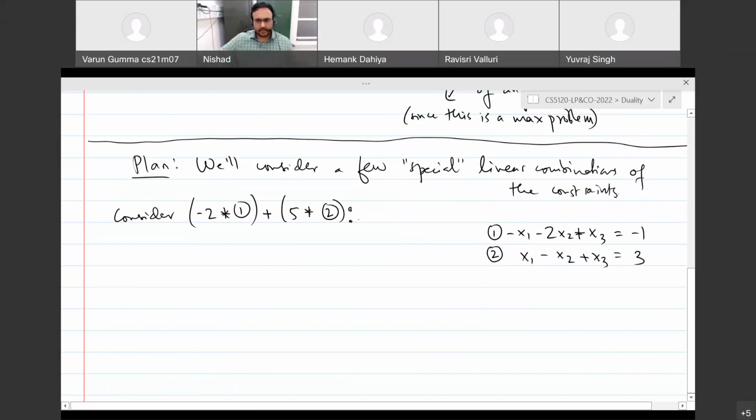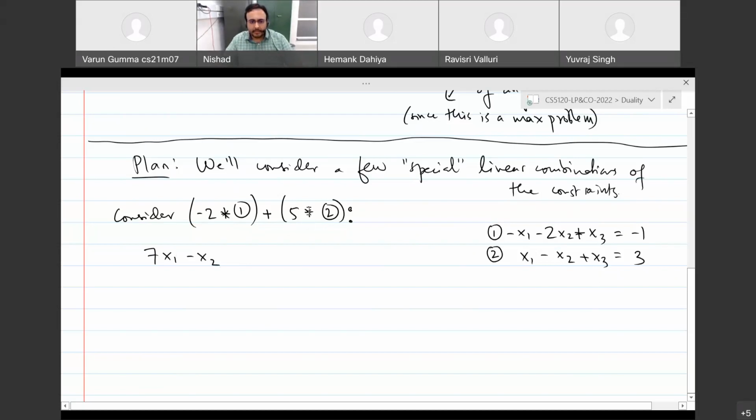I'm using this asterisk because we also have lots of x's floating around. Okay, so what do we get if you multiply the first constraint by -2 and the second one by 5? Okay, let's see. So this becomes 2x1 plus 5x1, that will be 7x1. This becomes 4x2 minus 5x2, which will be minus x2.